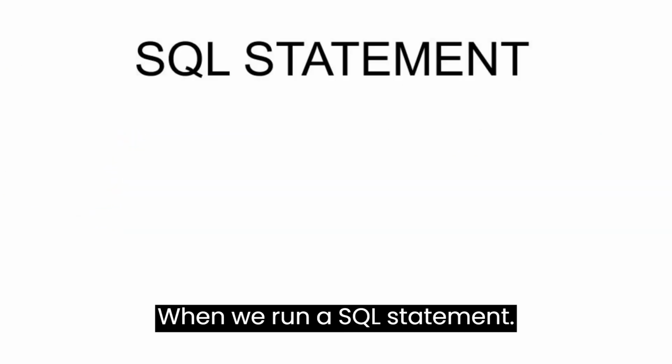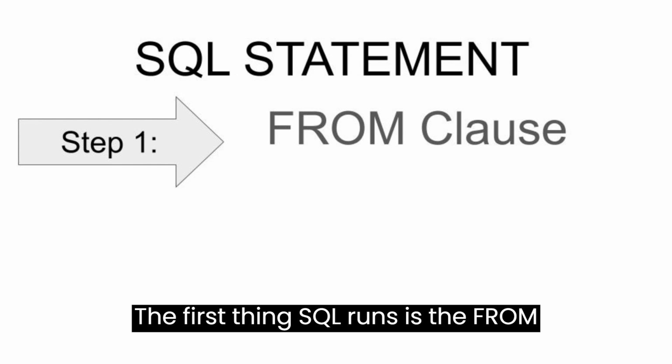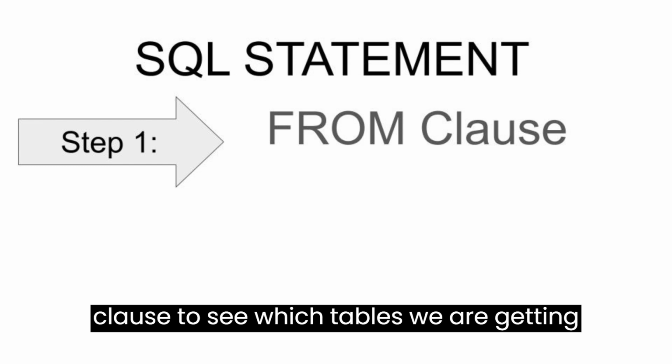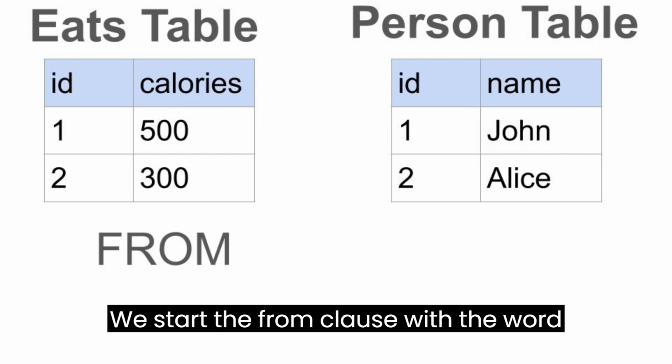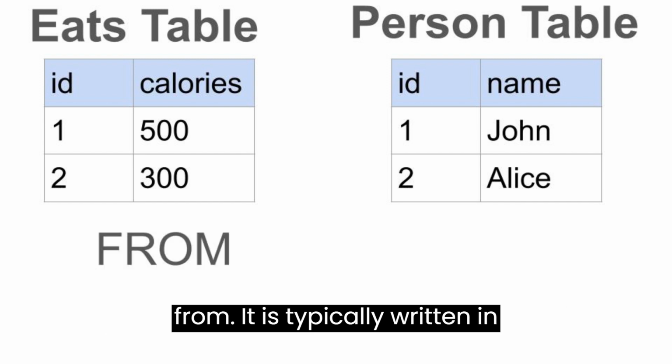When we run a SQL statement, the first thing SQL runs is the FROM clause to see which tables we are getting the data from. Here we have two tables. We start the FROM clause with the word FROM. It is typically written in uppercase for readability.